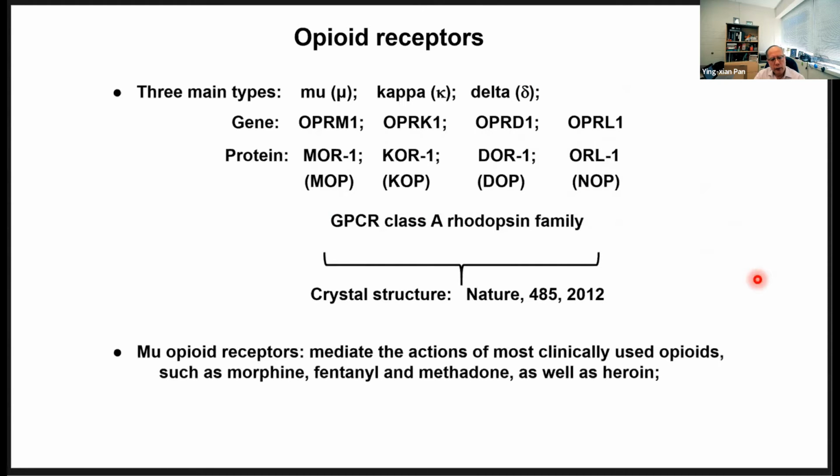The mu opioid receptor has a special place within the opioid receptor family because it mediates the action of most clinically used opiates, such as morphine, fentanyl, methadone, as well as the drug of abuse, heroin.